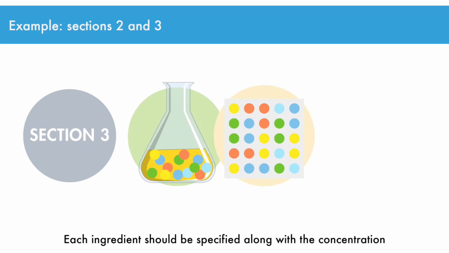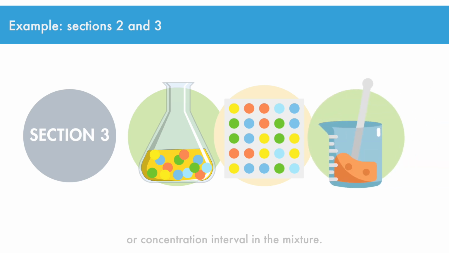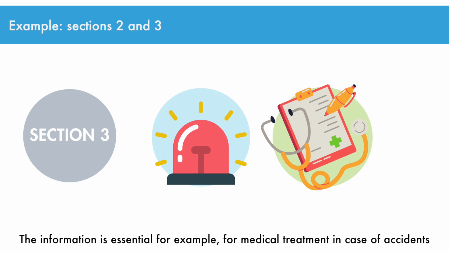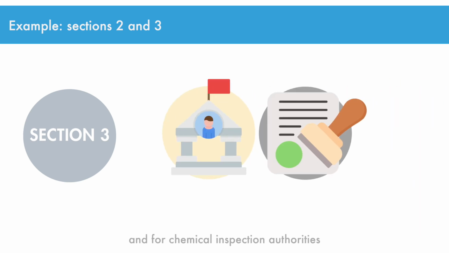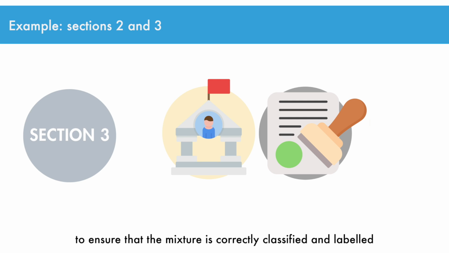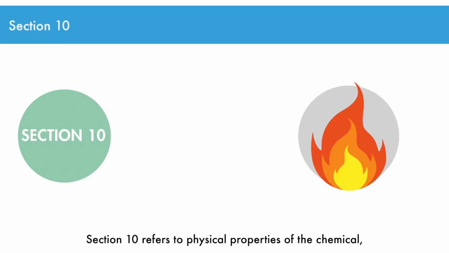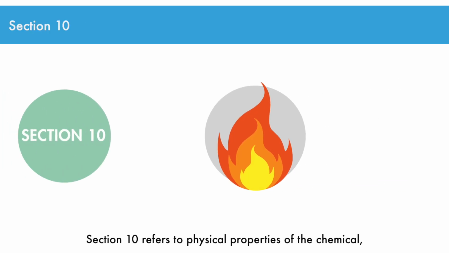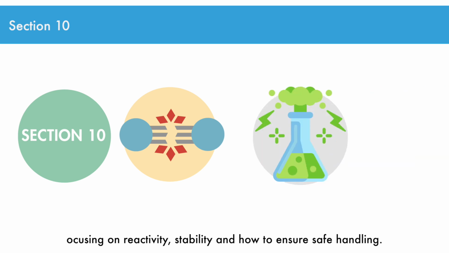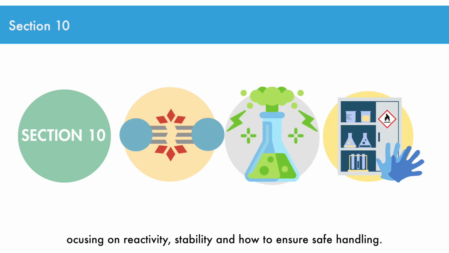Each ingredient should be specified, along with the concentration or concentration interval in the mixture. The information is essential, for example, for medical treatment in case of accidents, and for chemical inspection authorities to ensure that the mixture is correctly classified and labeled in accordance with legislation. Section 10 refers to physical properties of the chemical, focusing on reactivity, stability, and how to ensure safe handling.